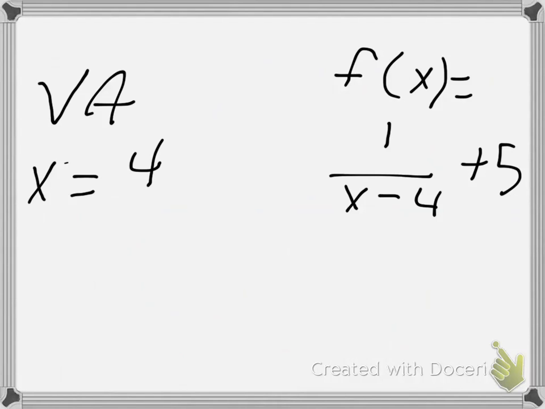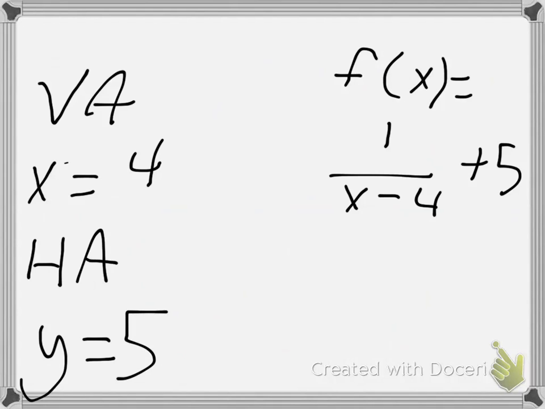Next thing we would do is write our horizontal asymptote, which is HA. Now, it has been given to us as positive 5. So, what we do, we write down our horizontal asymptote, which is y equals 5.